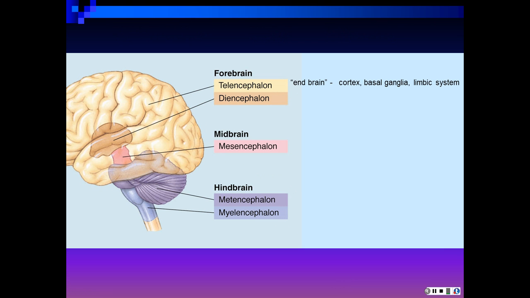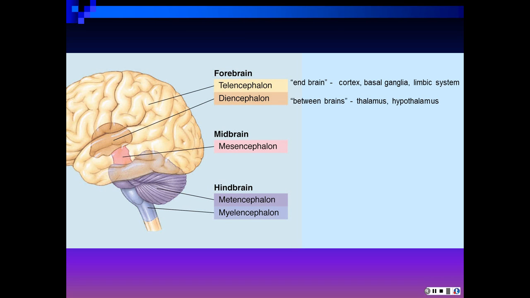The telencephalon is the cerebral cortex, and it includes the cortex, the basal ganglia, and the limbic system. The basal ganglia are structures that are important in control of movement, and the limbic system is our emotion system. So those are all part of the telencephalon, or end brain, that include the cerebral cortex. The diencephalon is sort of an easy one.